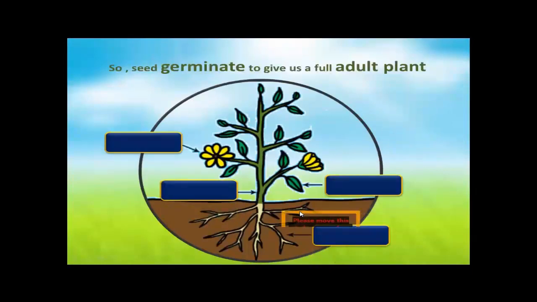So, seed germinate. Once we give the seed the water it needs, it germinates, opens its coat and starts to give us a plant, a full adult plant.